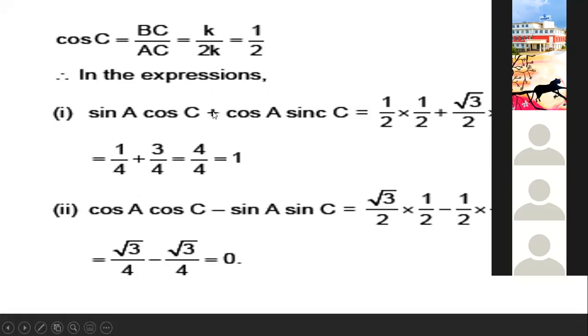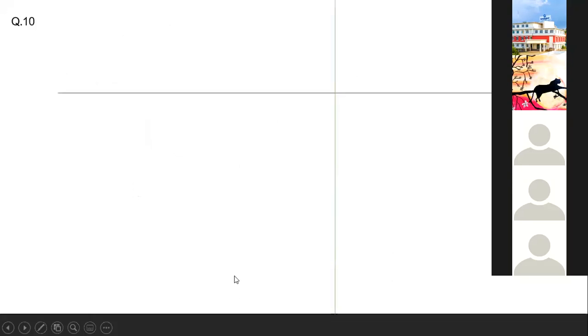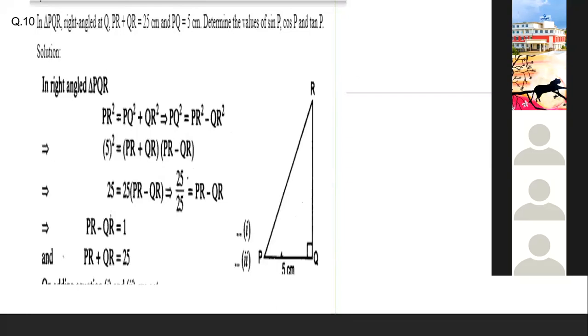After getting all three, apply those values in the first question. It is sin A cos C plus cos A sin C. Once we applied all the values, the first value we got is 1 and the second value we got is 0. Any doubt in the 9th question, children?